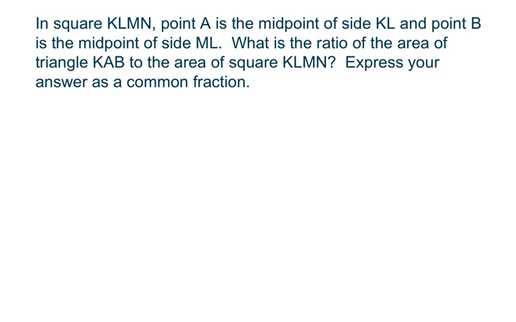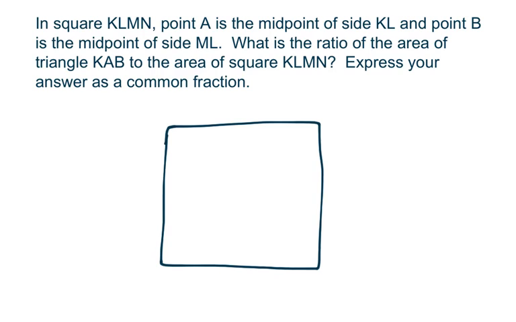All right, in square KLMN, I'm going to stop right now. I'm going to draw the picture. So I'm going to draw a square, and I'm going to label it KLMN in order. It says point A is the midpoint of KL.